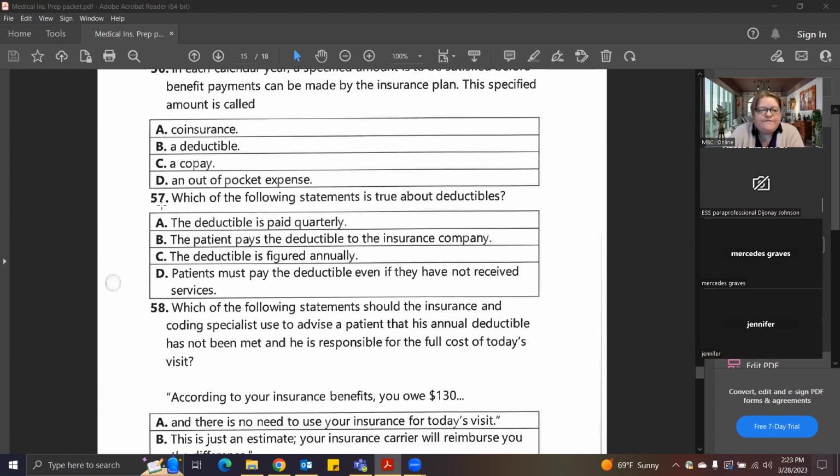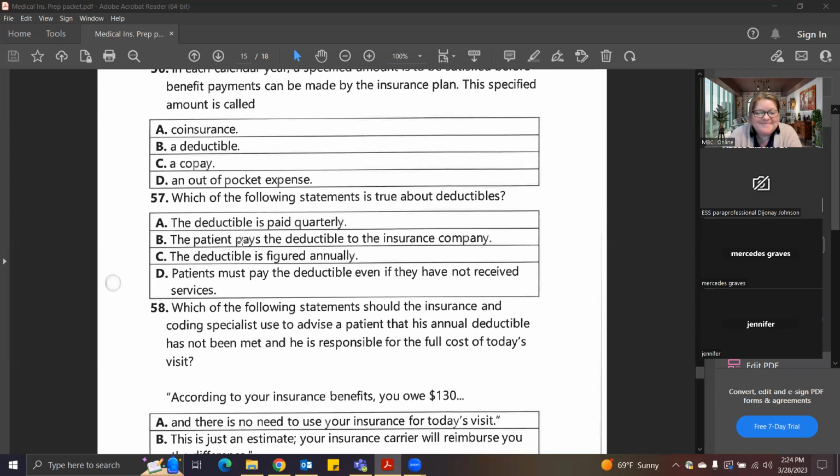All right, so 57. Which of the following statements is true about deductibles? A, the deductible is paid quarterly. B, the patient pays the deductible to the insurance company. C, the deductible is figured annually or yearly. And D, patients must pay the deductible even if they have not received services.